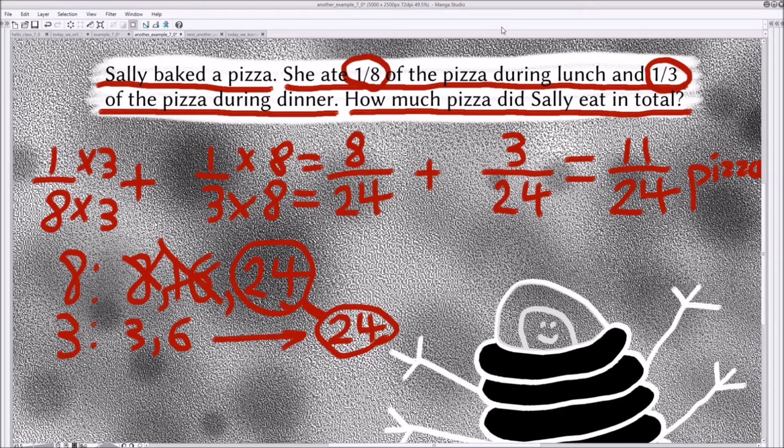And so, yeah, that's the answer for this word problem. If you got it right, great job. If you didn't get it right, good job attempting it. Don't worry, we're going to have more practice with fractions. We're going to keep going over this stuff. Good job working on it. And we have another one we're going to work on.